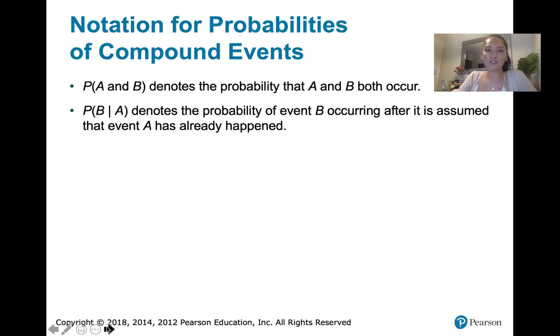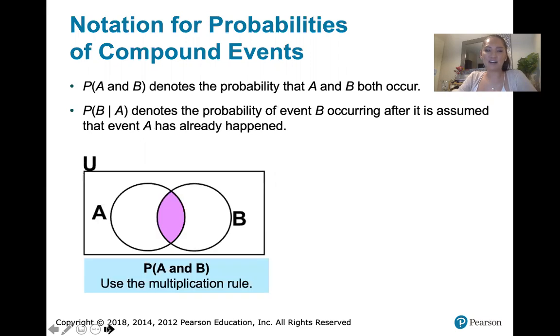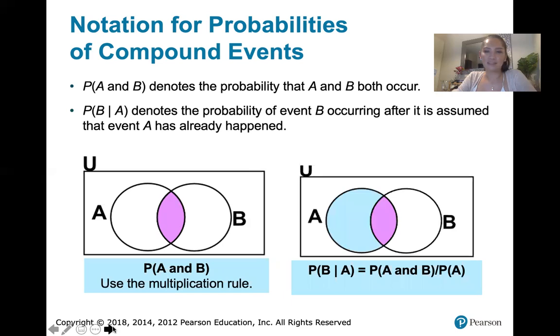One way that we can visualize these is with some Venn diagrams. Here we've got the probability of A and B. So this is the probability that A occurs and B occurs. In order to find that probability, we're going to use the multiplication rule.